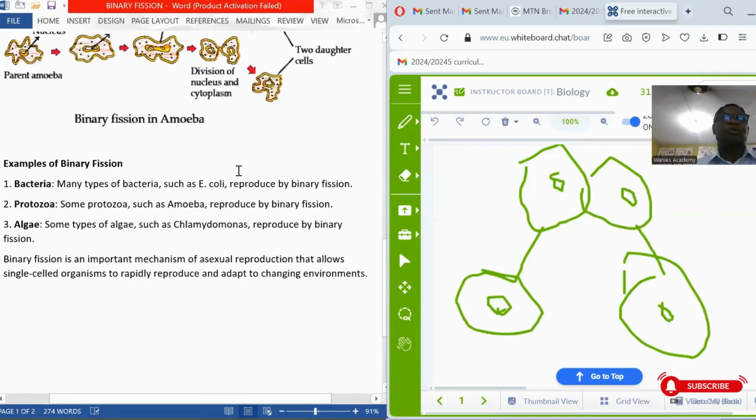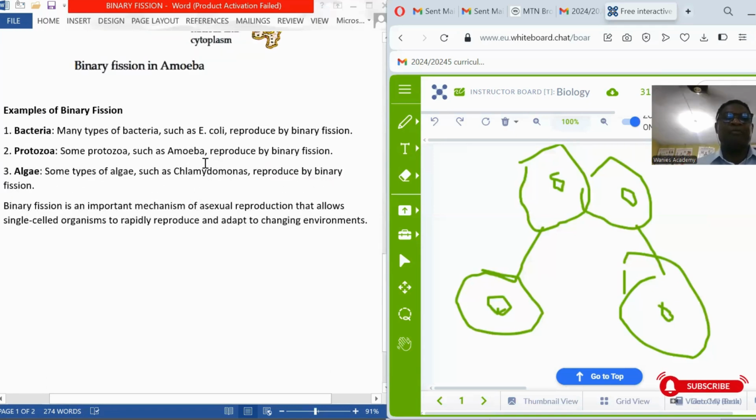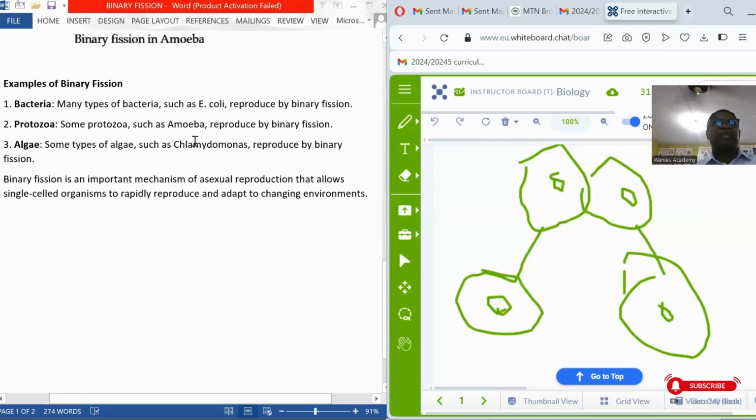Let's see some examples of organisms that carry out binary fission. Bacteria is a good example that carries out binary fission. The protozoans like amoeba and paramecium are good examples. Algae, such as chlamydomonas, are also good examples of organisms that reproduce by binary fission. Binary fission is very important in unicellular organisms in that it allows for production of many unicellular cells within a short period of time.